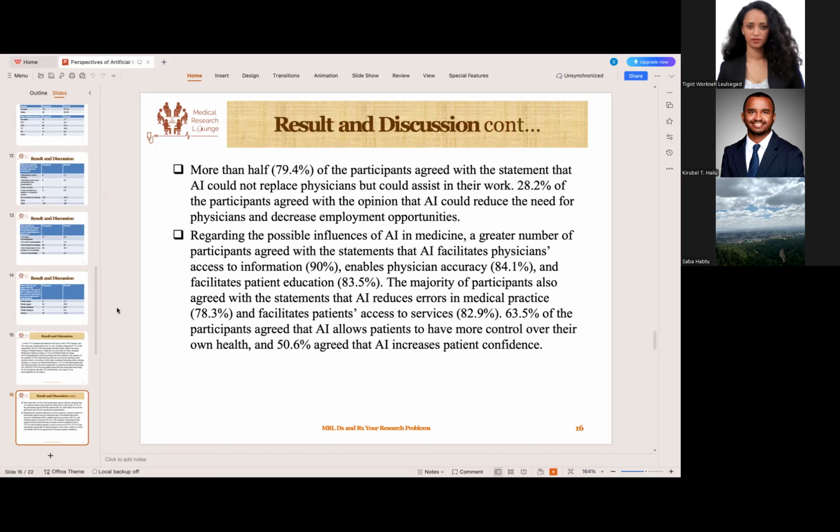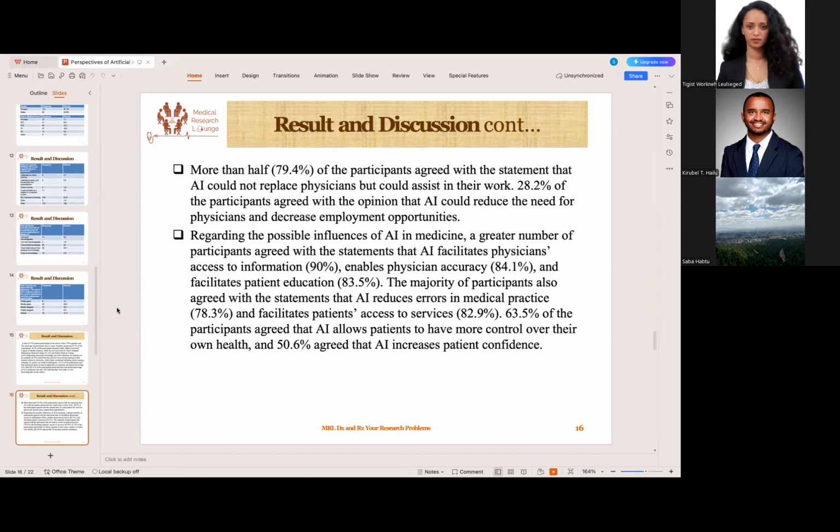Regarding the use of AI in medicine, around 79.4% of the participants agreed with the statement that AI could not replace physicians, but could assist in their work, while 28.2% of the participants agreed with the opinion that AI could reduce the need for physicians and decrease employment opportunities.